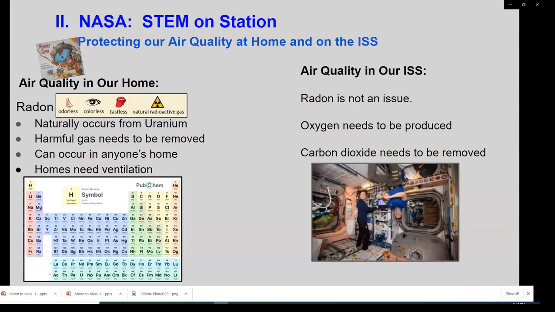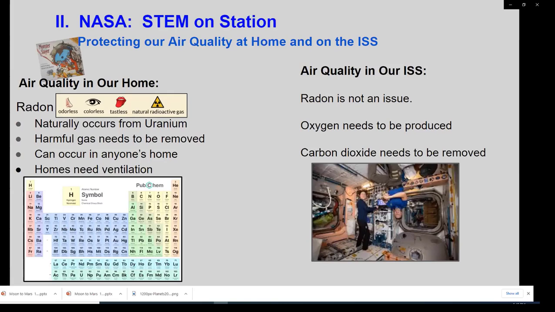The second topic that we'll be discussing is NASA STEM on Station. And one of our focuses is about protecting our air quality. We started at home and took a look at the quality of air in our homes by measuring the amount of radon, which is a naturally occurring gas from uranium. It is odorless, colorless, tasteless, and is a natural radioactive gas. So it can be harmful, and it can occur in anyone's home. It occurs in 1 out of 15 homes. Our homes need to be ventilated to take care of radon and other things such as volatile organic compounds, too much carbon dioxide, and so forth.